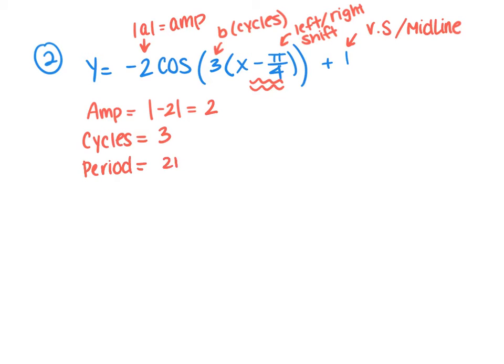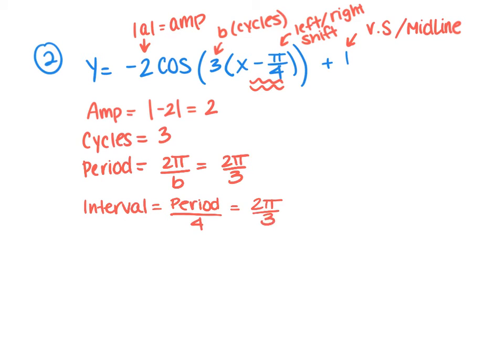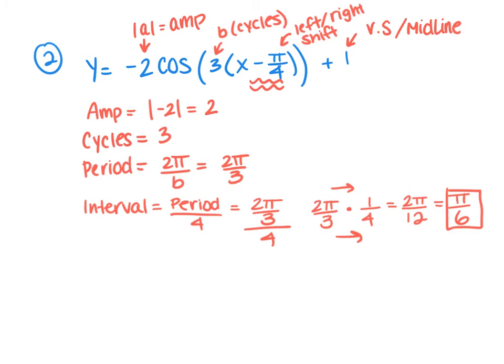My period is found by taking 2 pi and dividing it by b, where b is the number of cycles. So this would be 2 pi over 3. My interval is still found by taking the period and dividing it by 4. So my period is 2 pi over 3 divided by 4. So we keep, we change, and we flip that 1/4, and we multiply straight across, and we get 2 pi over 12, which reduces to 2 pi over 6. That's my interval.